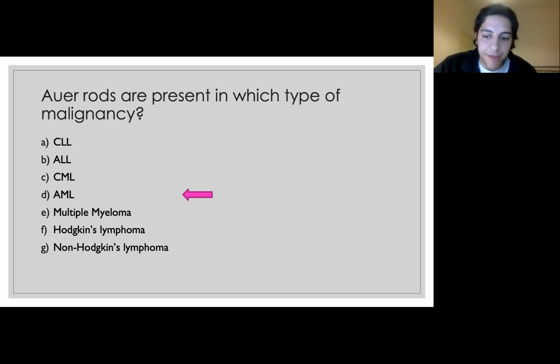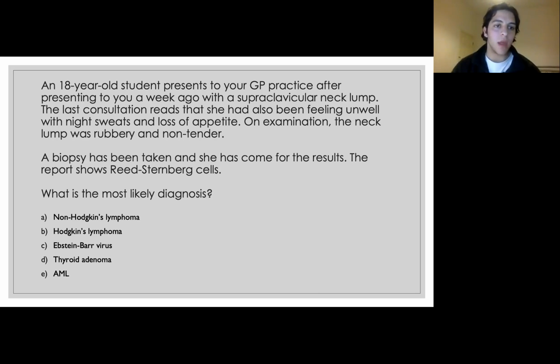So moving on to the 3rd question. An 18-year-old student presents to your GP practice after presenting to see you a week ago with a supraclavicular neck lump. The last consultation reads that she had also been feeling unwell with night sweats and loss of appetite. On examination, the neck lump was rubbery and non-tender. A biopsy has been taken and she has come for the results. The report shows Reed-Sternberg cells. What is the most likely diagnosis?